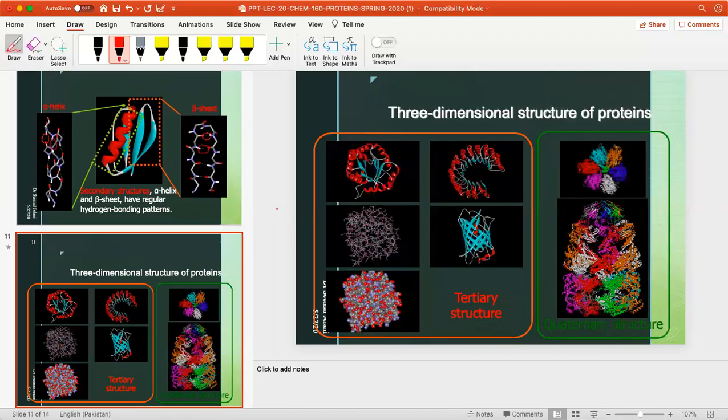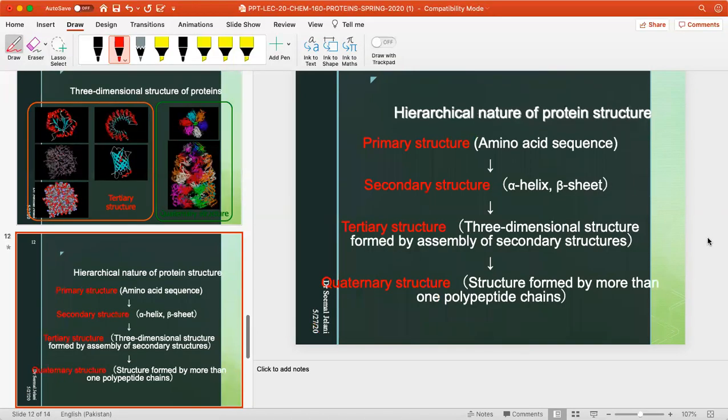Next we come to the three-dimensional structure of proteins. These are the tertiary structures, and these are the quaternary structures. So we can say that the interactions with the specific substrates are done by the three-dimensional structures, and these three-dimensional structures are these. Next we move to the next slide. This is the hierarchical nature of protein.